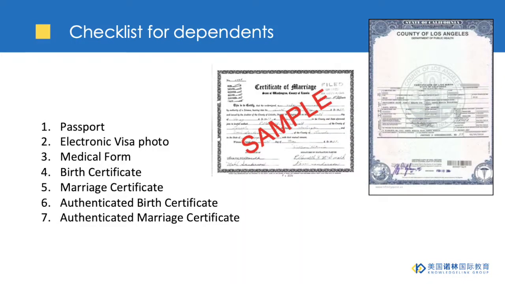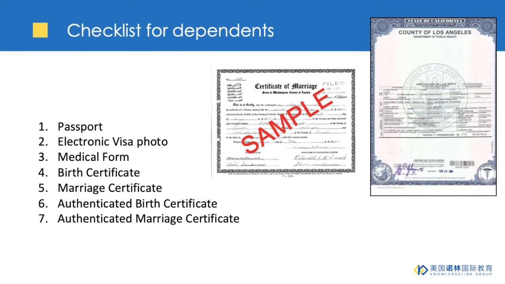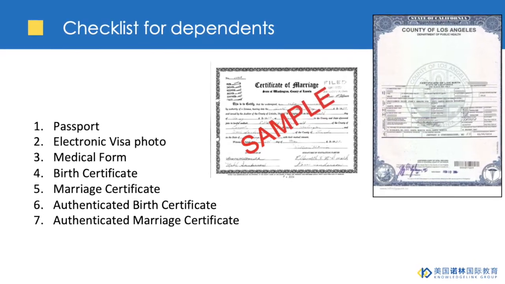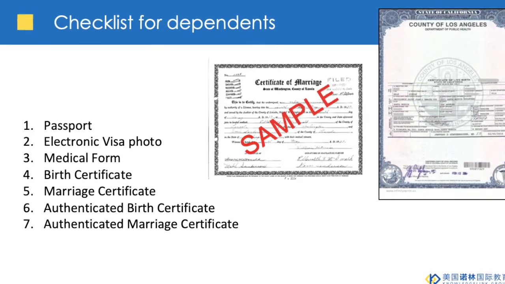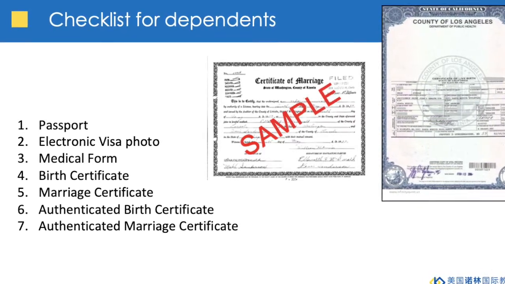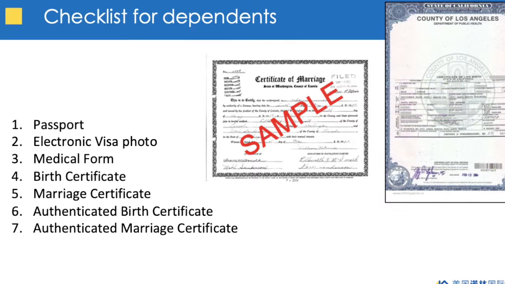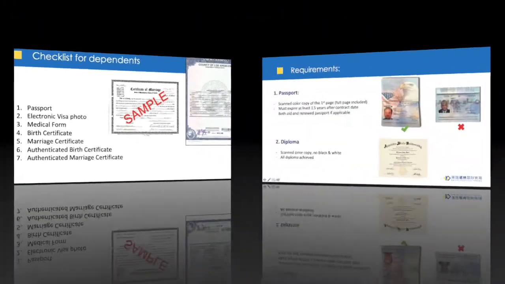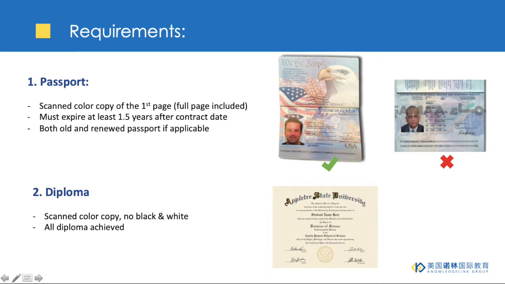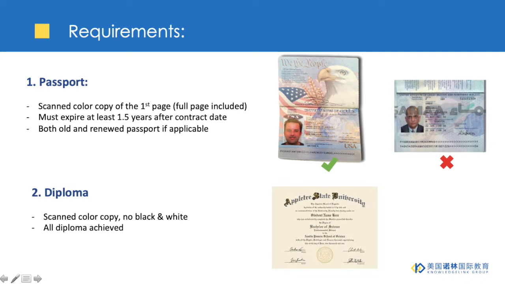If your dependents won't travel together with you at the beginning but will join you after you settle down, you don't have to prepare the dependent documents right now and can wait until you finish the resident permit process in China and settle down in our campuses. Now let's go over the requirements and samples of each document.